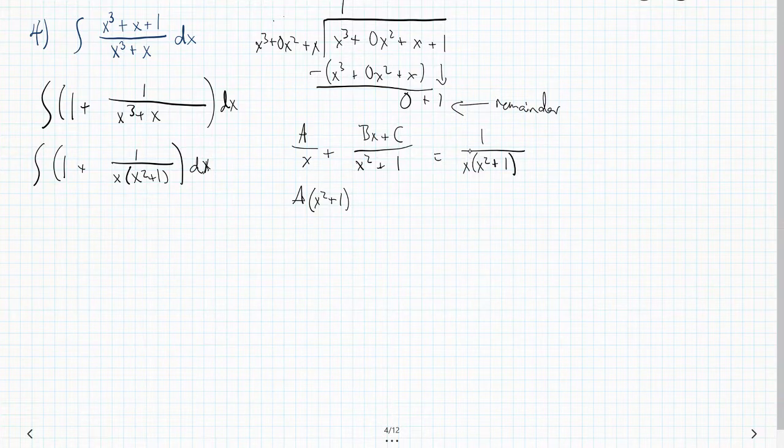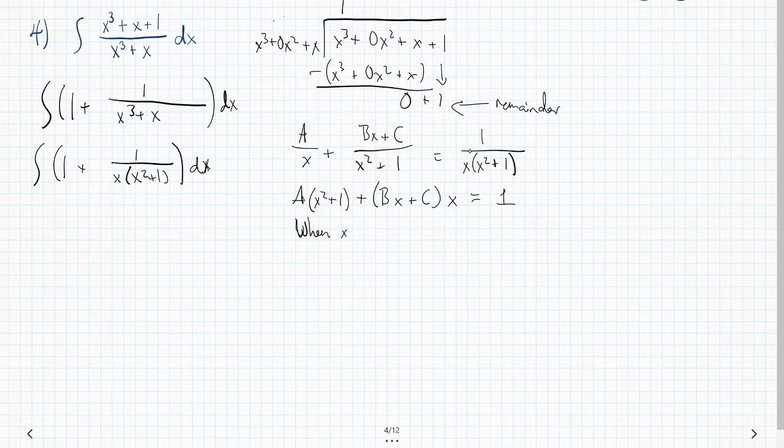Plus, let's see here, this would be bx plus c, all times x. Okay, and that should all equal 1 in this case. Questions on that? So now we can kind of move forward here.